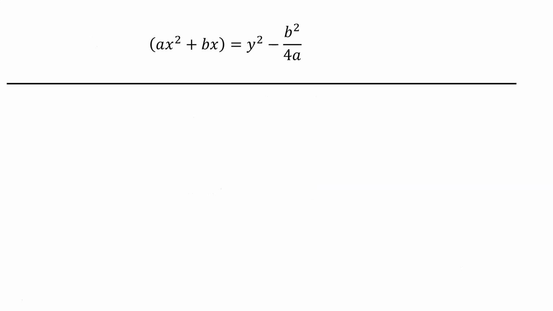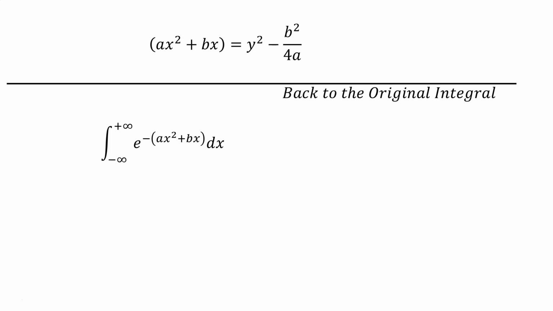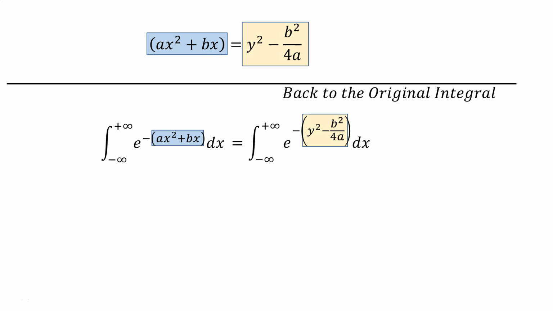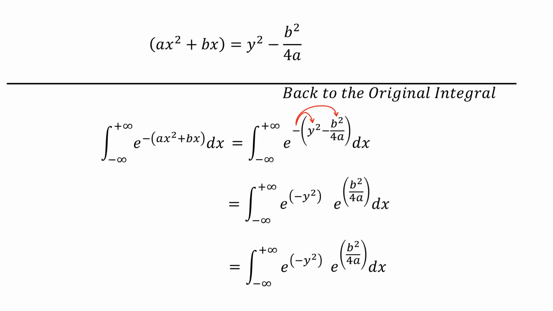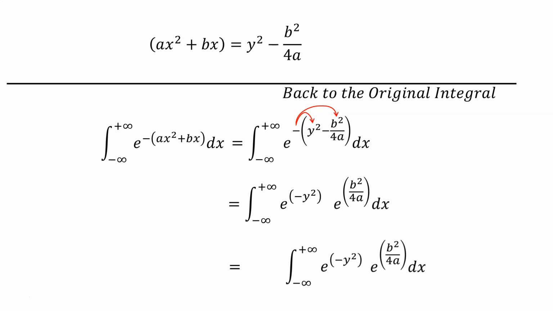Let's go back to our original integral. We can use this substitution to rewrite the integral as the integral from minus infinity to positive infinity of e to the negative (y squared minus b squared over 4a) dx. We can distribute the minus sign, and then we can write it as two exponentials, e to the negative y squared times e to the positive b squared over 4a. E to the b squared over 4a involves only constants, and so is a constant itself, and therefore can be moved to the front outside of the integral.